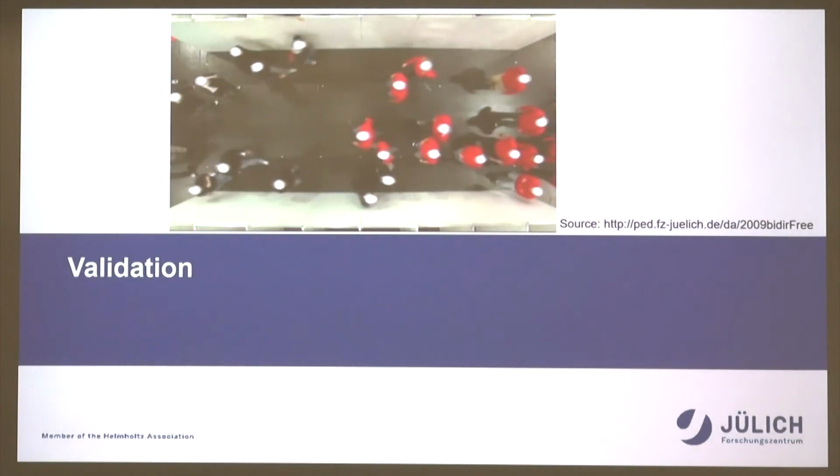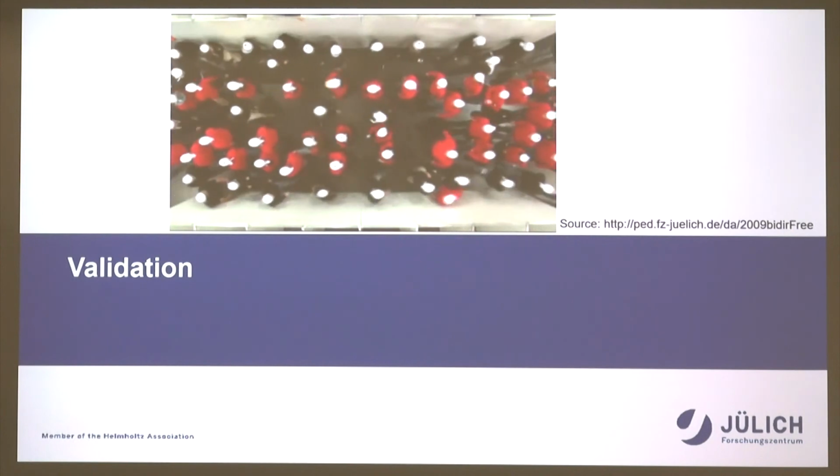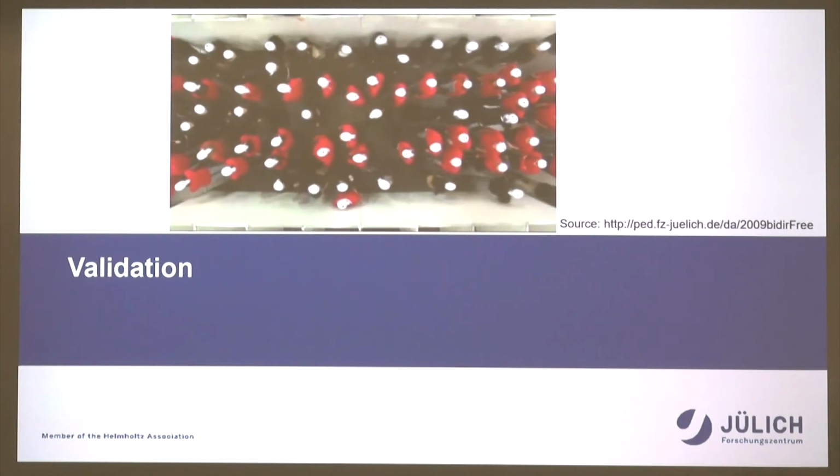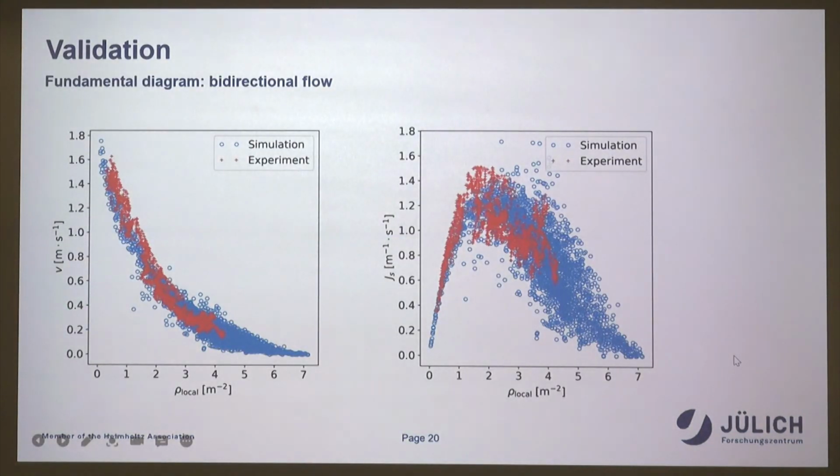Since model 3 works well in bidirectional scenarios, I use the experimental data to validate this model. First, I calibrate the model with the fundamental diagram from the bidirectional flow experiment. The left figure shows the relationship between the speed and the density, and the right one shows the specific flow and the density. After adjusting the parameters of the model, the result obtained from simulation fits well with the experimental data.